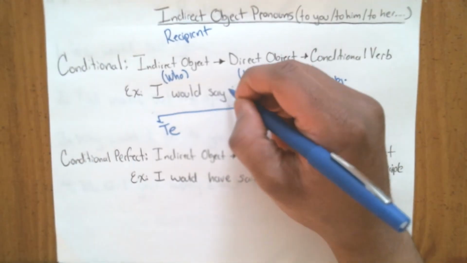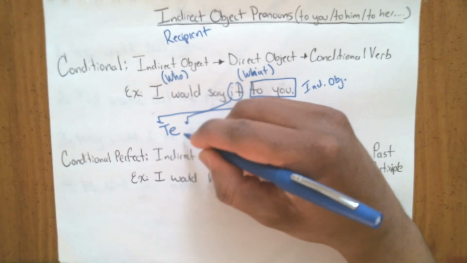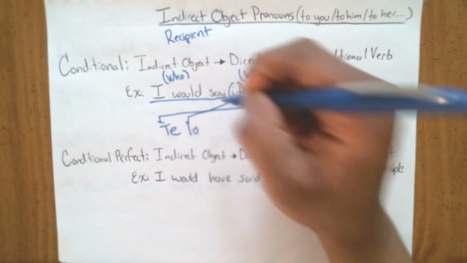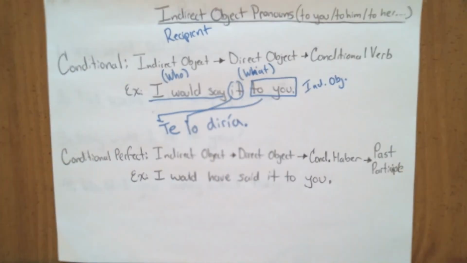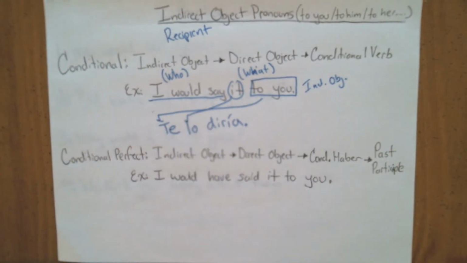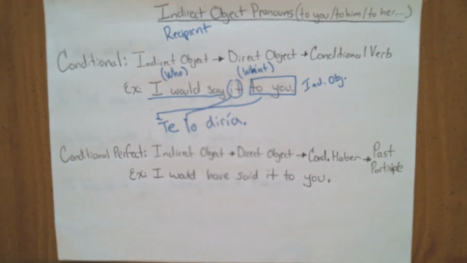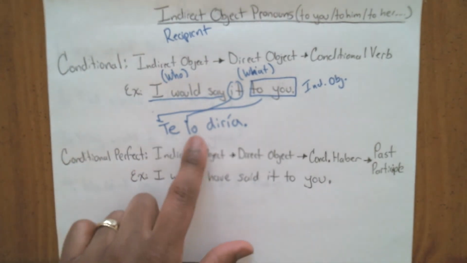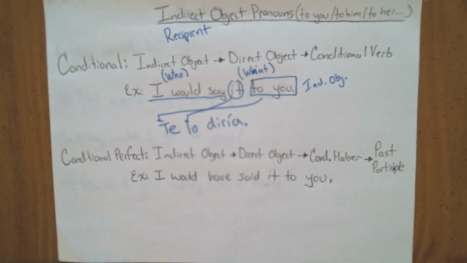How do you say "it"? Because that's what comes first. Your direct object is your "it." Lo, okay? Te lo, and then what is "I would say"? That's simple. Te lo diría, okay? Te lo diría. I would say it to you. Te, to you, it, I would say. So just remember, you put your recipient, then your thing they receive, then the verb. Very straightforward. Te lo diría, okay?